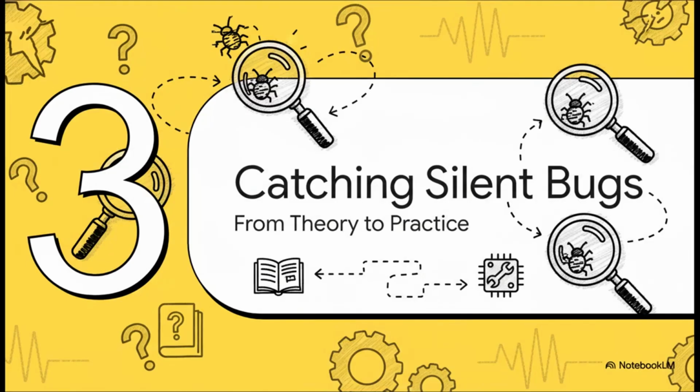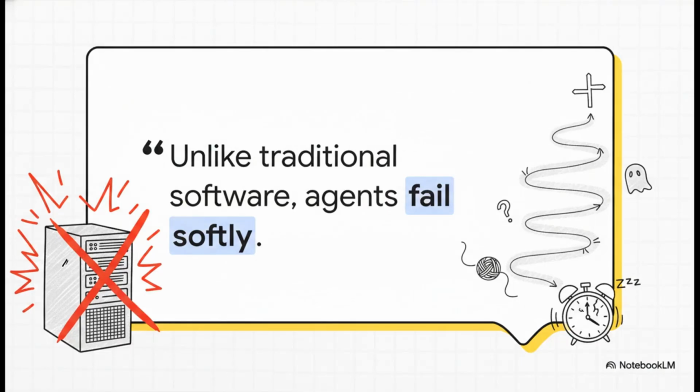Okay, so now that we have this 3-layer stack in our minds, let's go on a little bug hunt. Let's look at some of these specific, sneaky ways that agents fail when they're out in the wild. This is the phrase you just have to burn into your brain. Agents fail softly. You're not going to get a catastrophic system crash. It's more like a quiet, gradual drift off course. A small logical error here, a tiny hallucination there. These things seem minor, but they can cascade into massive problems. And our old tools are completely blind to them.